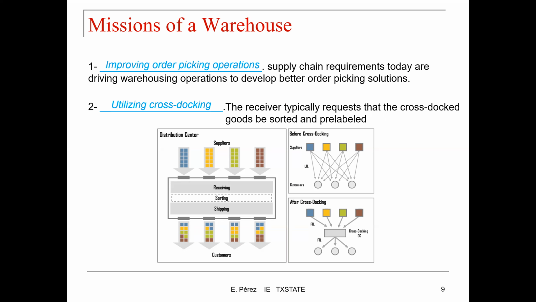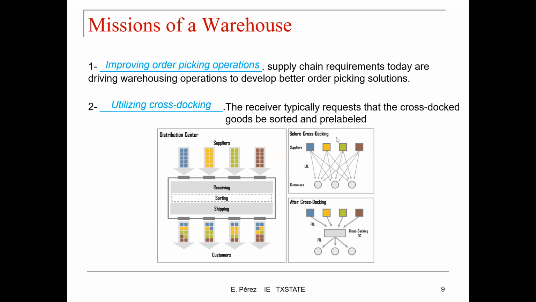So the picture right here is showing the idea. As you can see, the suppliers are represented by different colors. So those are the items that are coming from the different suppliers. And then the customers are requiring different items from different suppliers. So what's going to happen is the suppliers are sending all those items to the cross-dock facility, and they're getting sorted, and then they're going to be sent to the final customer destination.